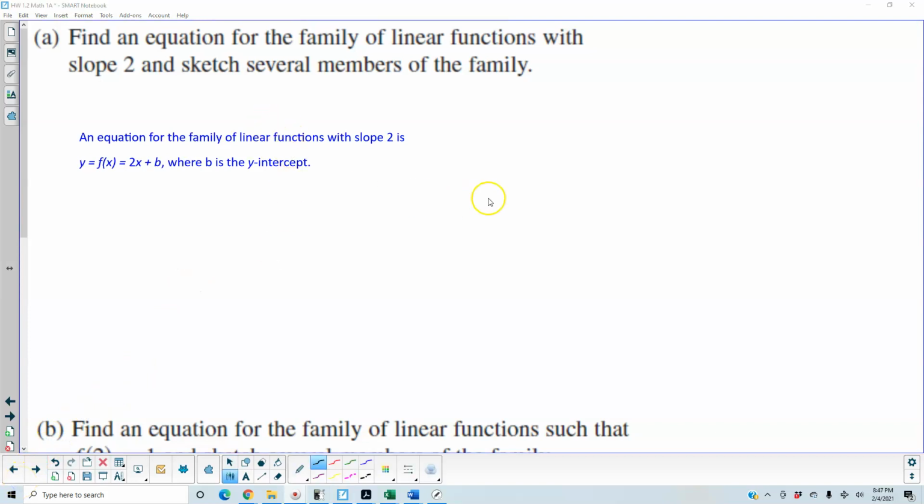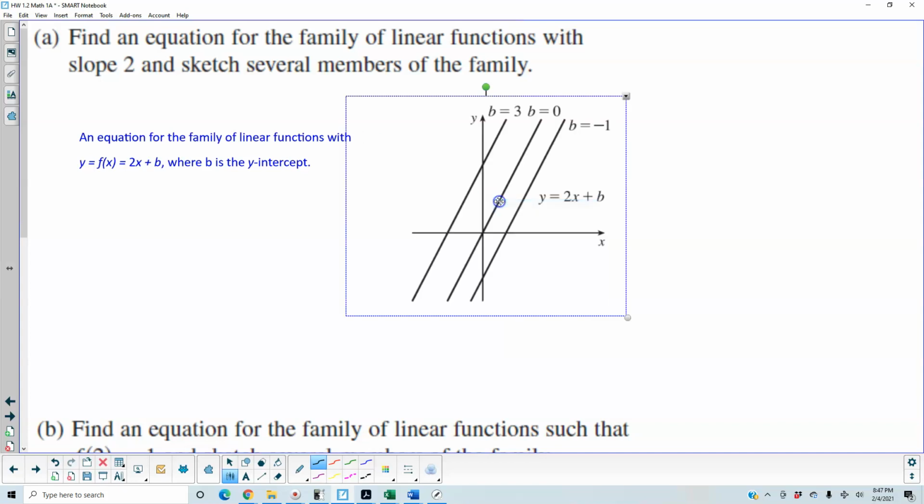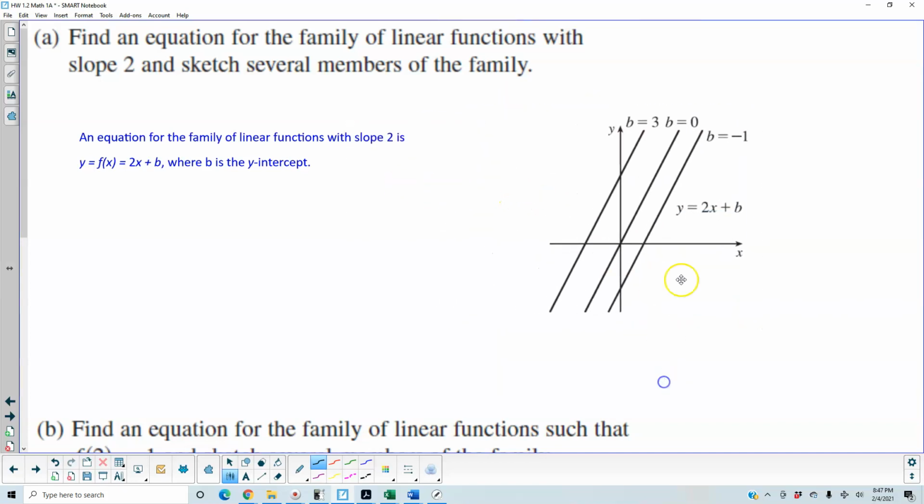Now, if we want to sketch several members of that family, well, we can see here that this equation represents y is equal to 2x plus b. If we let b equal -1, then therefore this is our line. If b is equal to 0, then there is our line. If b is equal to 3, then therefore there is our line.